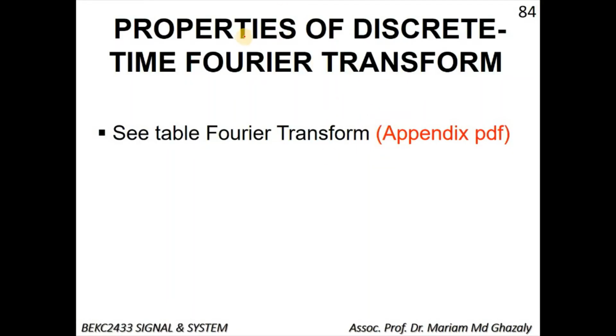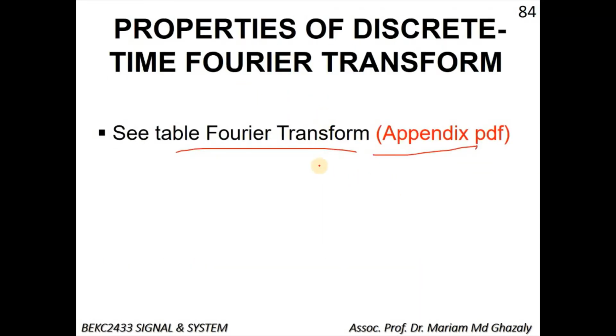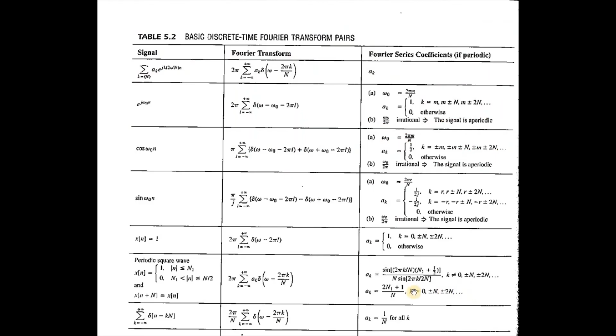Okay, this is just to look at the properties of the discrete time Fourier transform. For this one, look at the appendix for the Fourier transform table. There are a few appendices, so I will show them to you in the next table. Okay, this is the basic discrete time Fourier transform pair. If you see here, this is the signal, and then you have the Fourier transform.